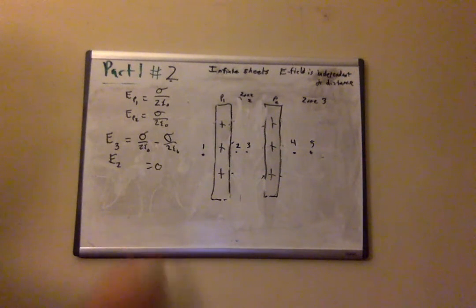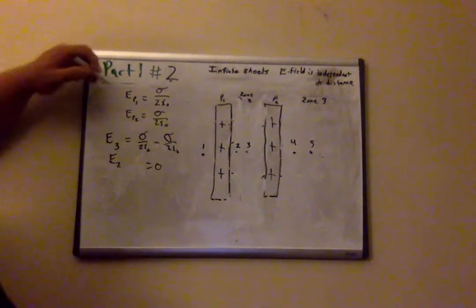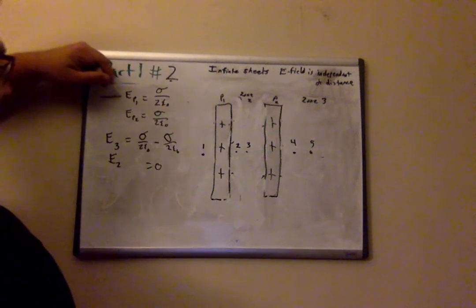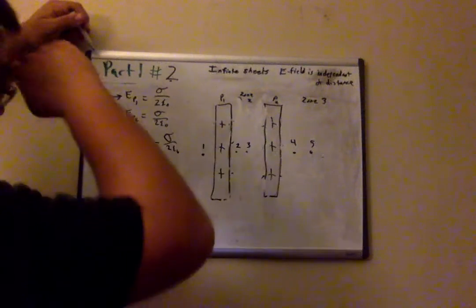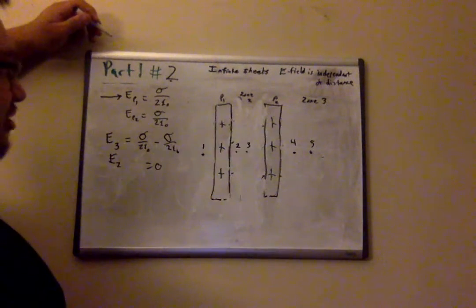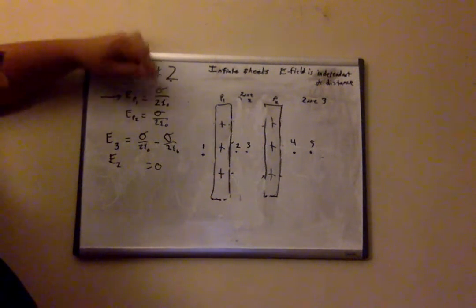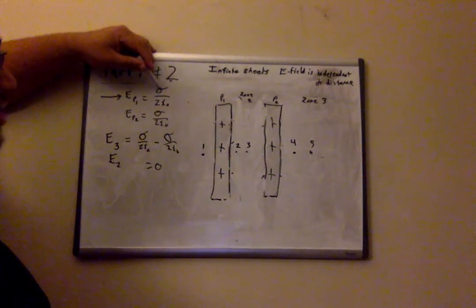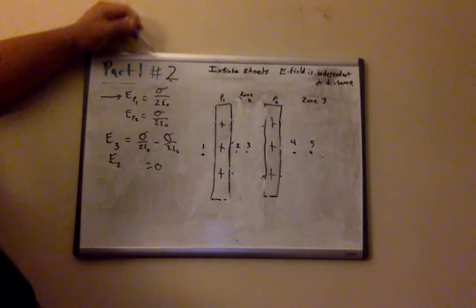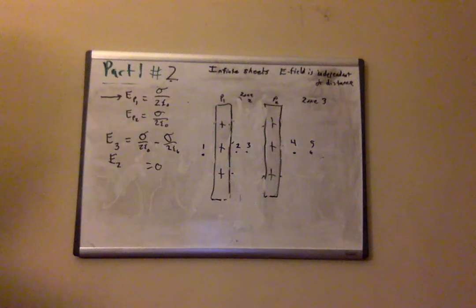Now, a quick note: in the book it derives this equation for the electric field of infinite sheets. So this is where I got that the net electric field is equal to the charge density of the infinite sheet divided by 2 epsilon naught. I think that was in the homework too, if I remember, that you could derive that equation. I'm not going to do that here because that's going to take way too much time.